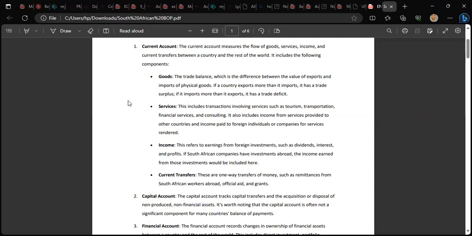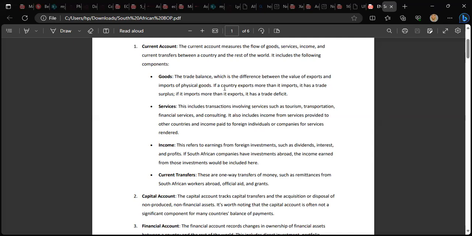The current account basically measures the flow of goods and services, income, and current transfers between a country and the rest of the world, which in this case is between South Africa and the rest of the world. It will obviously include goods. These are physical goods, so the exports and the imports of goods. That's where they are recorded.